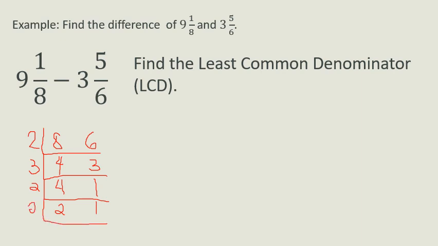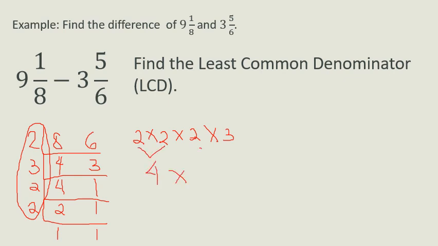Then, pwede uli natin i-divide sa 2. So, 2 divided by 2 is 1. So, bring down uli natin ang 1. So, ito po ang ating ipagmumultiply. So, 2 times 2 times 2, kasi tatlong 2 yung nandoon, then times 3. Okay, 2 times 2 is 4, times 2 times 3 ay 6. And 4 times 6 is 24. So, ito po ang ating magsisilbing LCD.